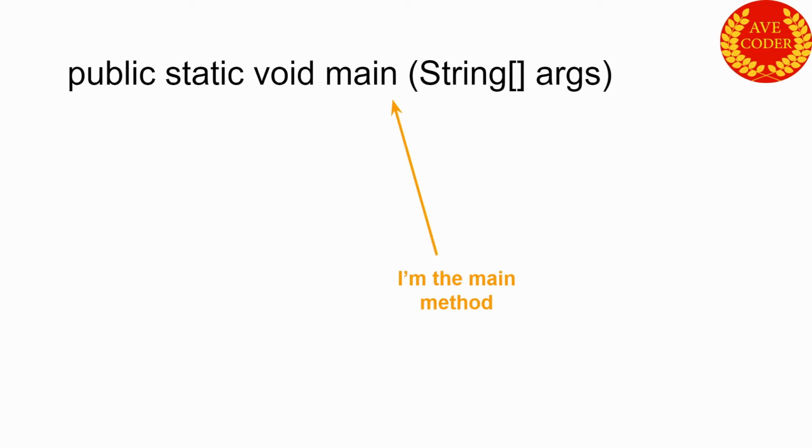Conveniently, the main method must always be called main, and there are no variations on this at all. Moreover, it must always be written starting with a lowercase letter.